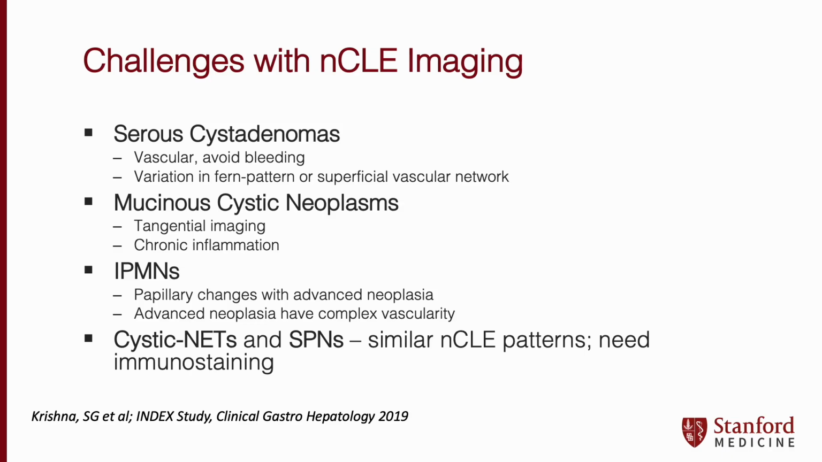With MCNs, the challenge is to try to get the epithelial bands. A tangential view of the cyst is essential in order to get these epithelial bands. With MCN, you might also see chronic inflammatory cells, which is something you see with pseudocyst. But in pseudocyst, you don't see these band-like images. So this is what distinguishes between the two.